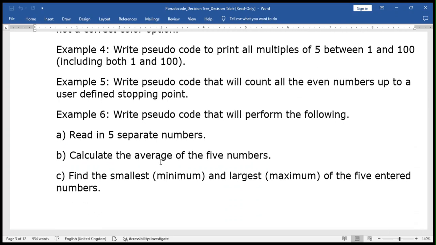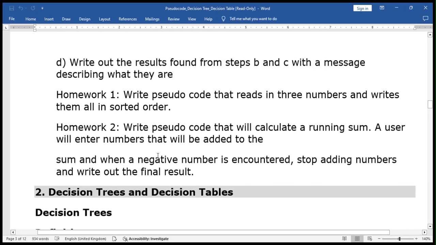Example 6, write a pseudocode that will perform the following. Read in five separate numbers, calculate the average of the 5 numbers, find the smallest, that's the minimum, and the largest of the 5 entered numbers. D, write out the results found from steps B and C with a message describing what they are.